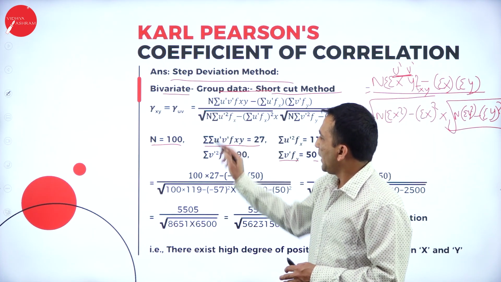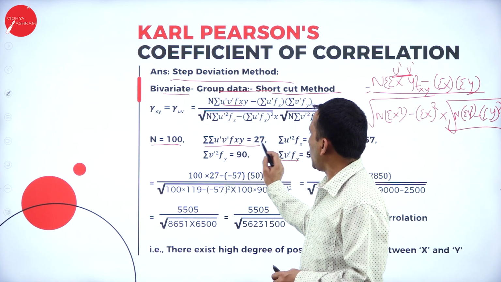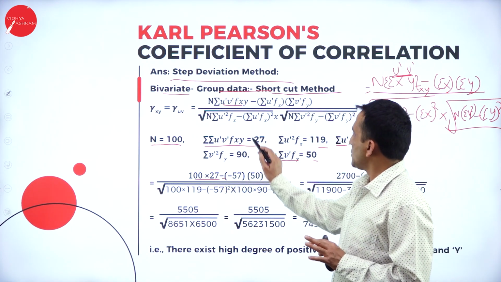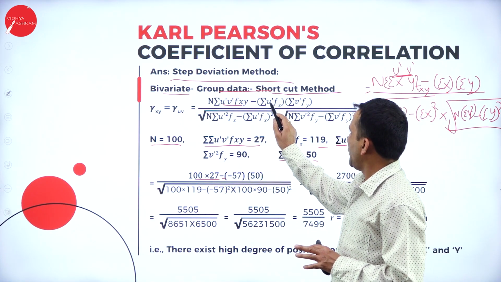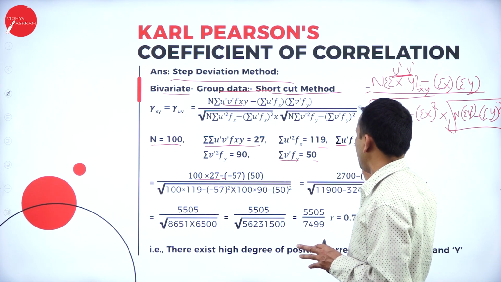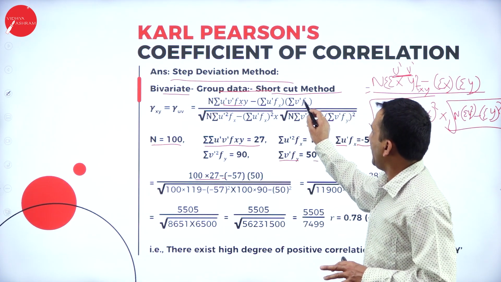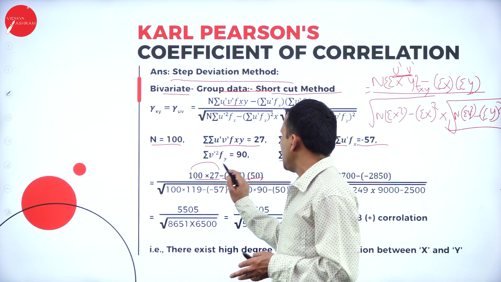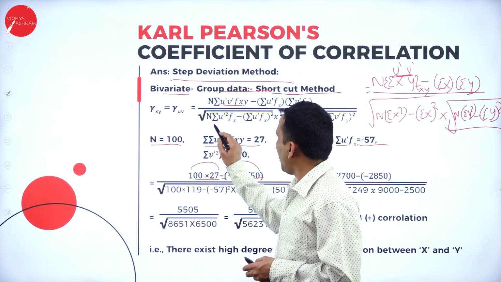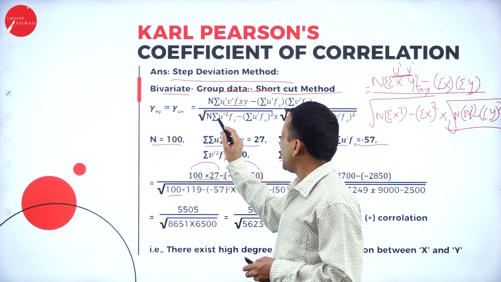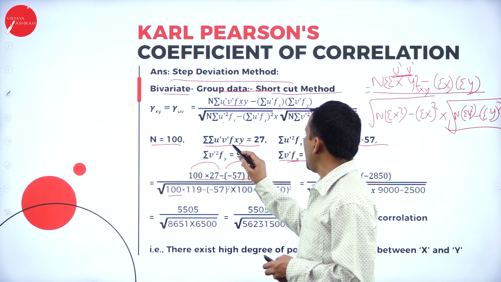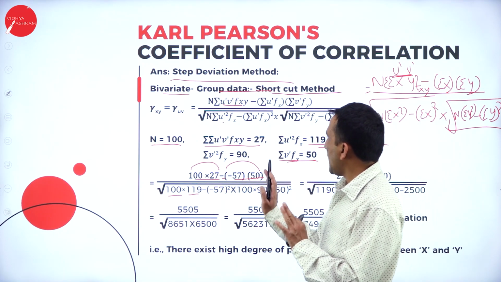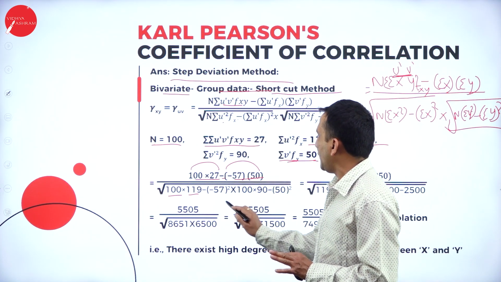Now we are using n equals 100, sigma f u dash we got 27, multiply first. The sign is common, minus sign. So sigma u dash f dash we got minus 57, and the last one, sigma v dash f dash we got 50, we need to multiply. So first we will simplify these two. Again, divided by n equals 100 and sigma u dash square, sigma u dash square we got 119.